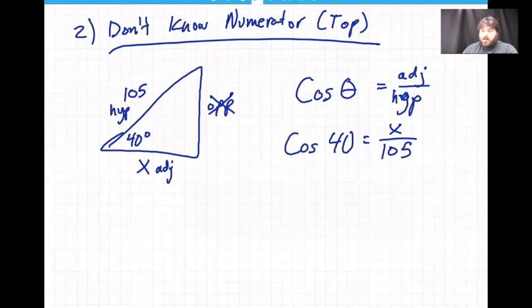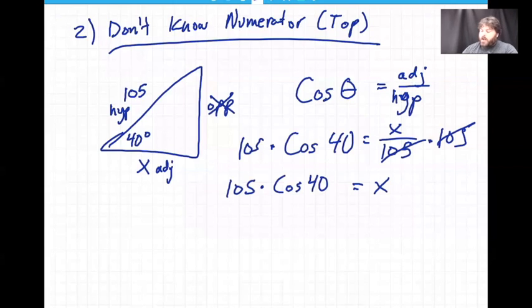This is really easy. All you've got to do is multiply out the bottom. Multiply by 105. 105 cancels on the right and leaves you just with x. Over here, you get 105 times the cosine of 40. Now, don't multiply that 105 into the 40. Don't try to say it's cosine 40 times 105. That is not how it works. Multiply it over on the left. It's got to be out front.